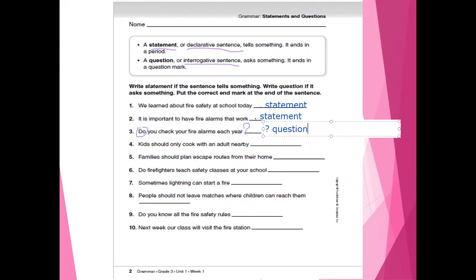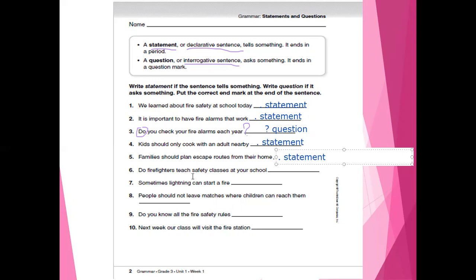Kids should only cook with an adult nearby. Here they tell something, or the sentence tells something. So this is a statement. Families should plan escape routes from their home. It tells something, so statement.